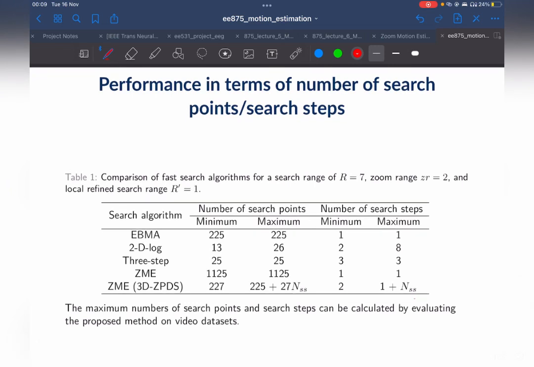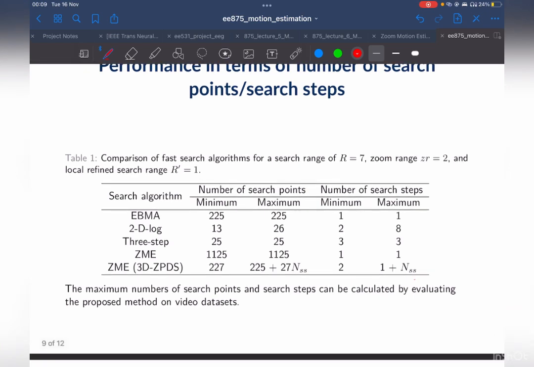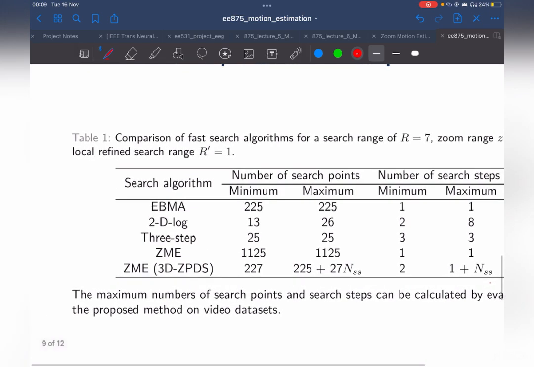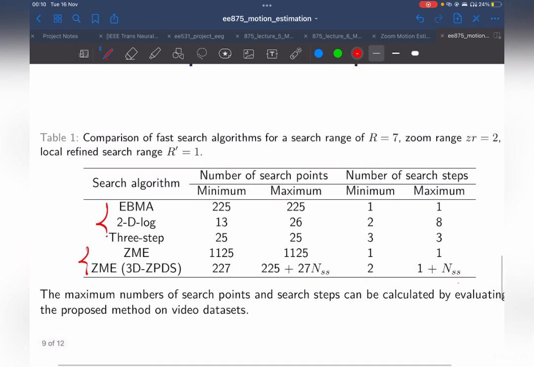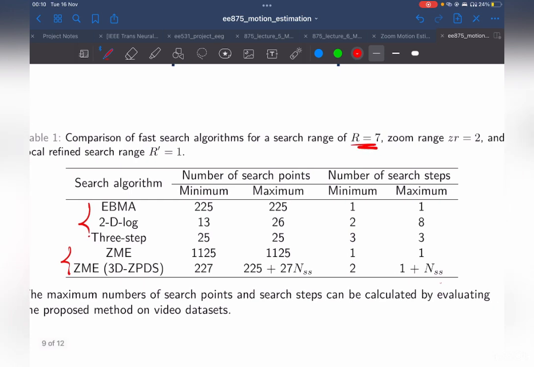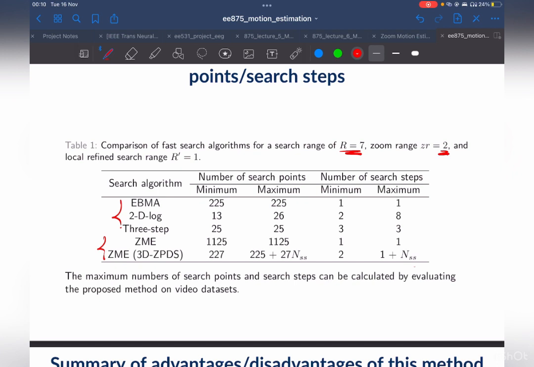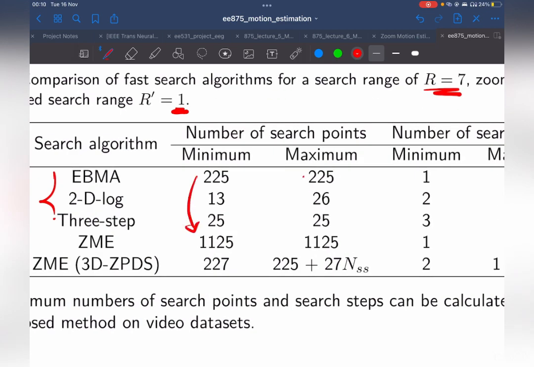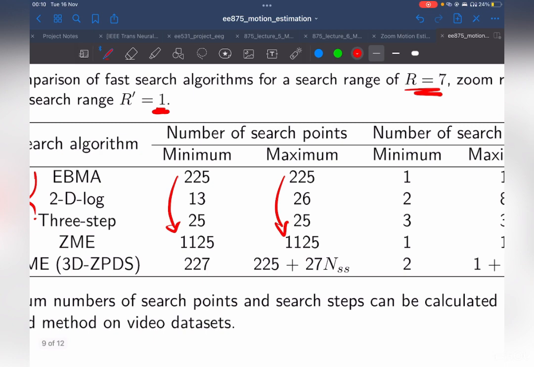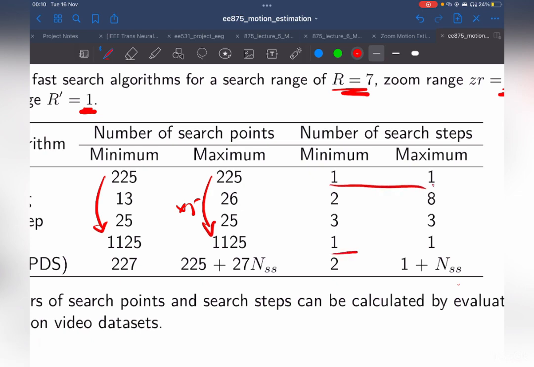Let's take a look at the number of search points and number of search steps. There are 5 search algorithms. The first 3 are from the classical methods, and the last 2 are from this paper. We set the search range equal to 7, the zoom range equal to 2, and the local search range equal to 1. Comparing the CME with the EBMA, we can see that the number of search points is increased a lot, 5 times, and the number of search steps is still one step.